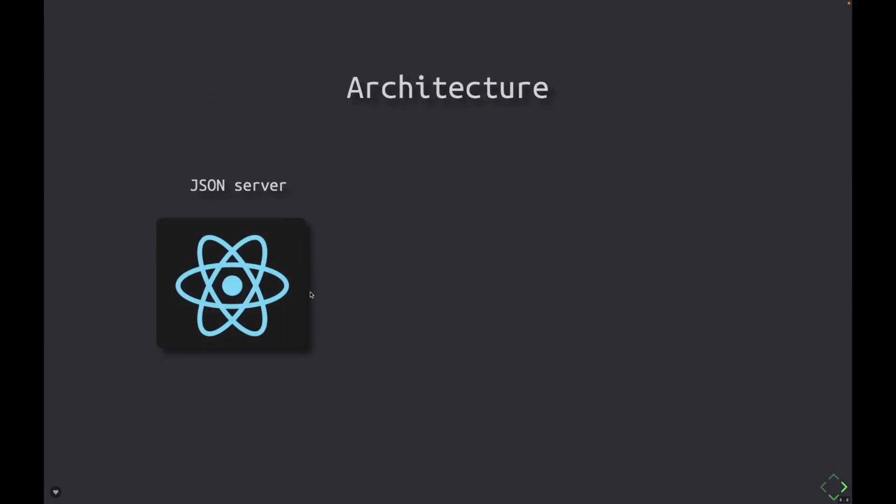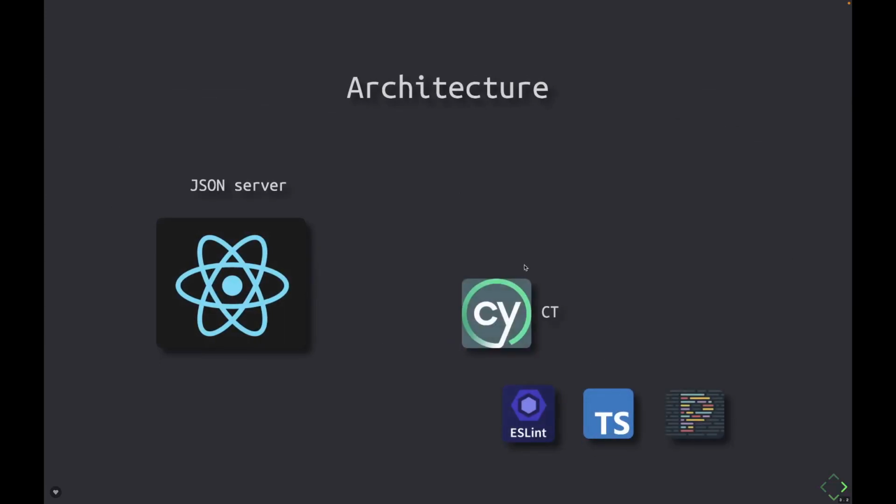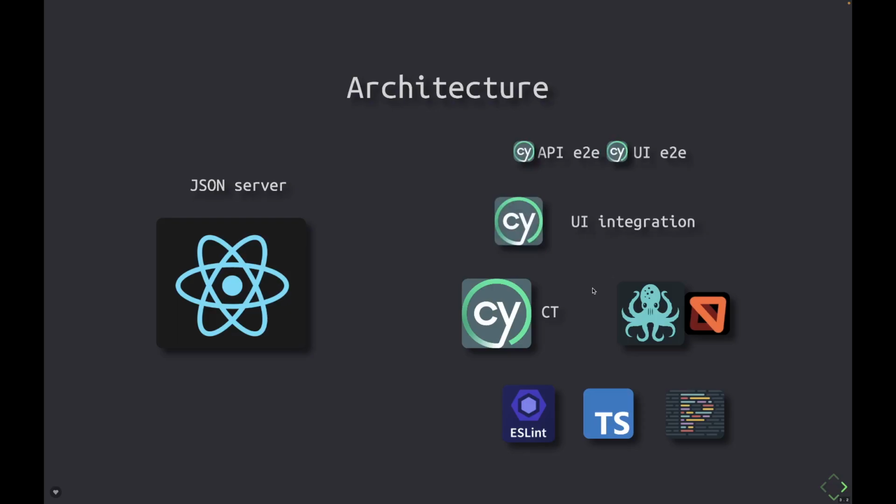It's a React application with a JSON server, some nice tooling. We have many Cypress Component Test examples here. Each one of them has a React testing library mirror. You have UI integration tests, stubbing the network. You have API end-to-end and UI end-to-end tests. Proportion of them is 1 to 5 to 15, which gives you an idea about the test architecture.